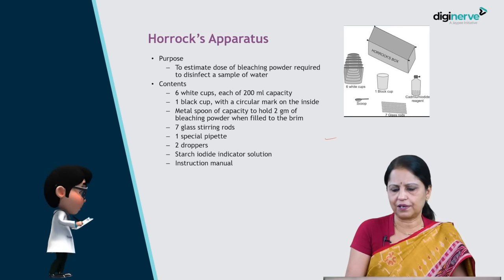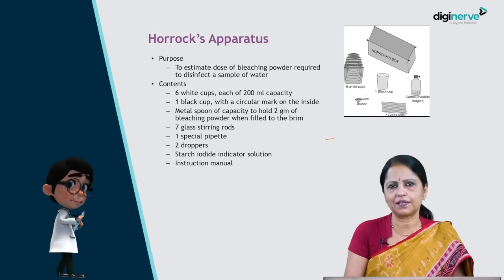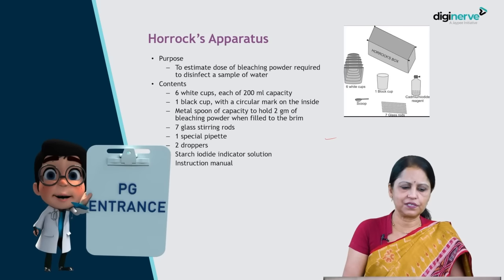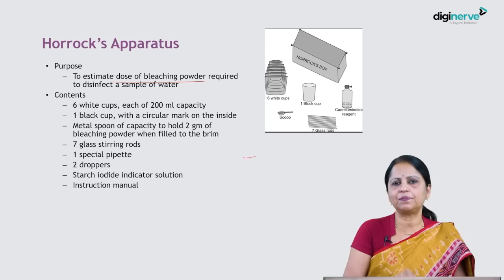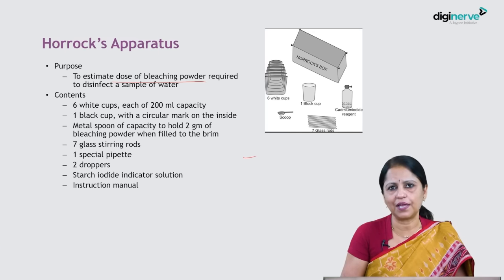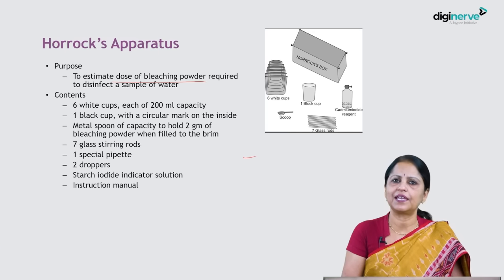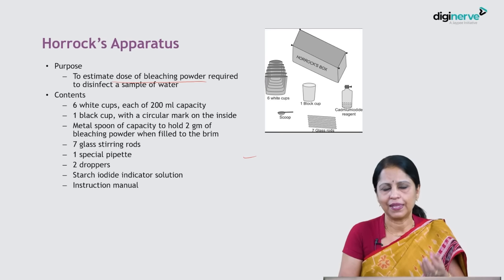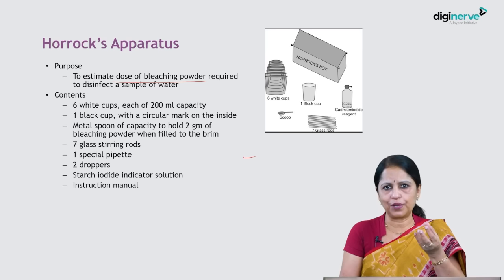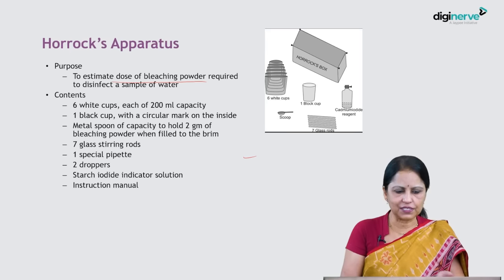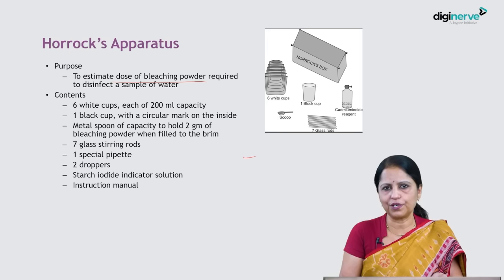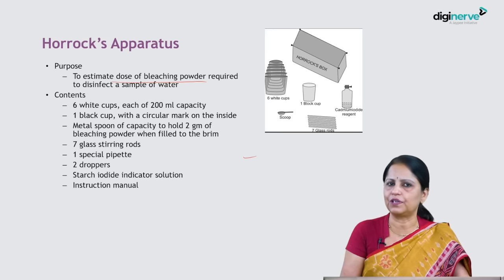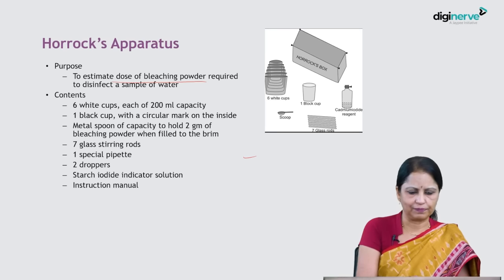This is the schematic diagram of the Horrocks apparatus. The purpose is to estimate the dose of bleaching powder that will be required to disinfect any sample of water. Like, we want to disinfect the water of a well. So we will take a sample of that well water and then estimate the amount of chlorine and bleaching powder required. That amount of bleaching powder we will use to disinfect the well.